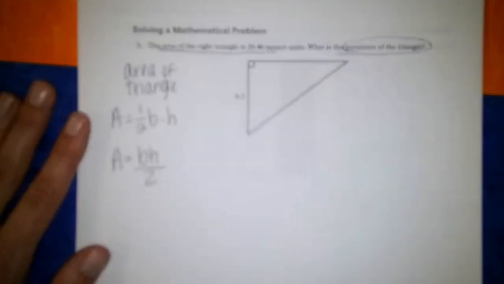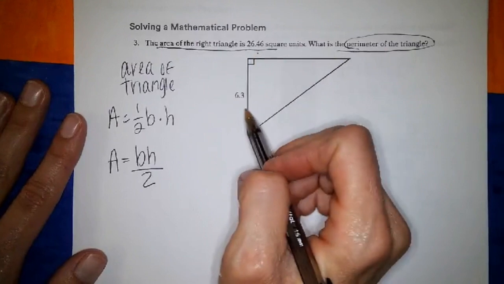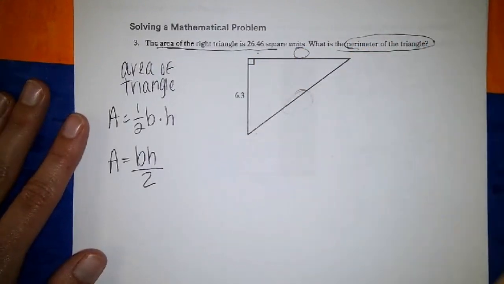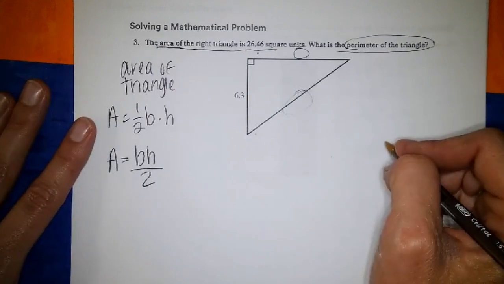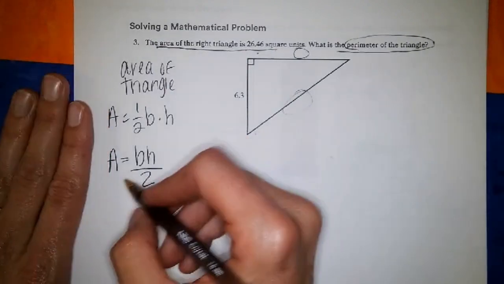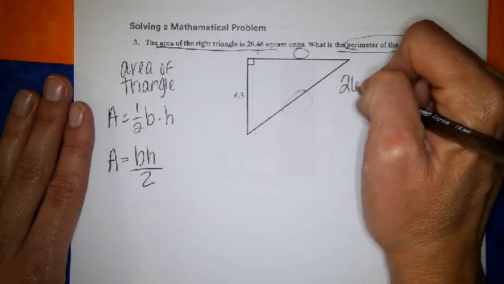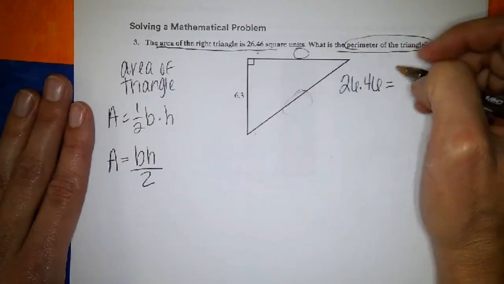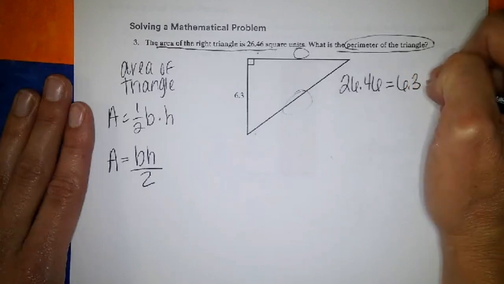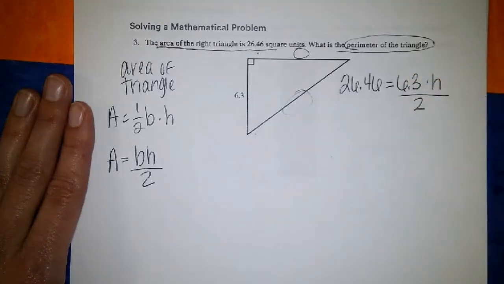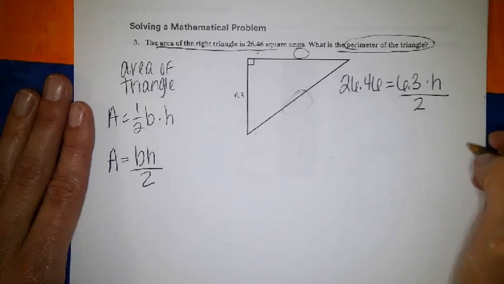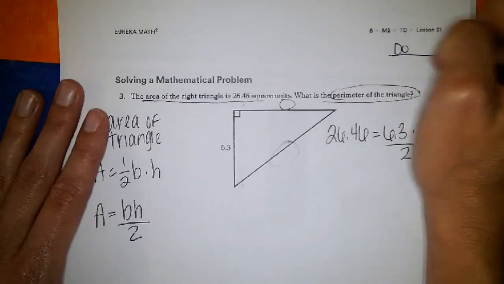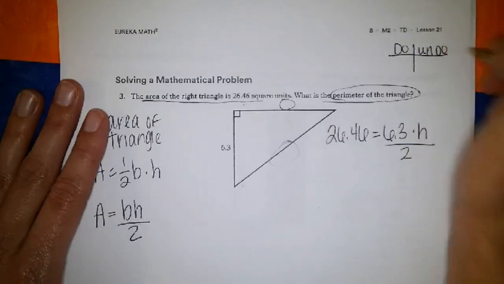Okay, here we go. We know that the area is 26.46. We know that the leg is 6.3. We're trying to figure out this length, and then we're going to figure out this length. So the way that we do that is that we're going to plug in the area. Area is 26.46 equals the base, we're just going to call this the base, 6.3 times the height divided by 2. Well, if we do this problem exactly the way that we should, remember, we can undo.